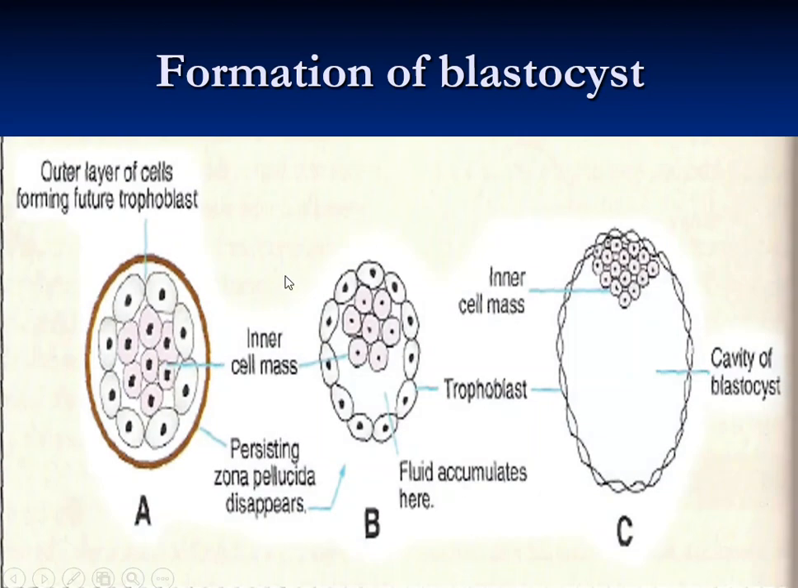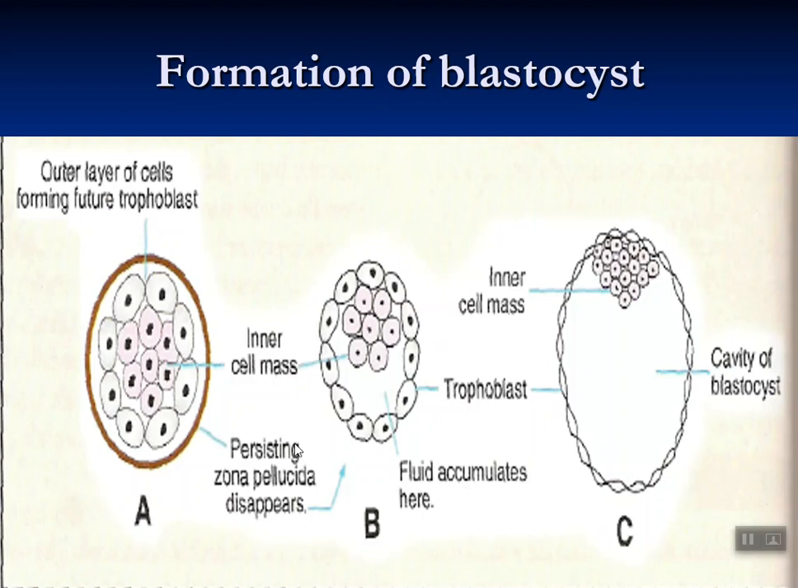Next is the formation of the blastocyst. So how is the blastocyst formed? The outer layer of the cells forms the trophoblastic cells. The trophoblastic cells help to develop the placenta. Next is the inner cell mass, which lies inside. Here you can also see the inner cell mass and the outer layer of trophoblastic cells.